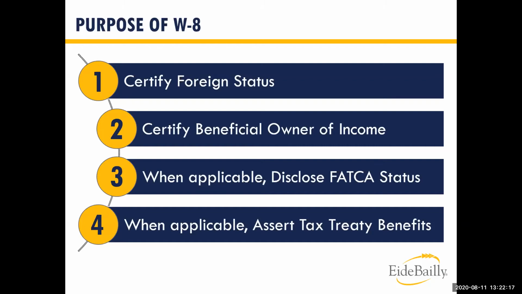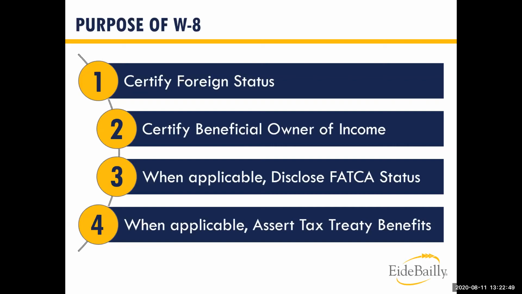Also, it's certifying that that entity or person is the beneficial owner of the income. So if you're paying a UK company and it's eligible for a reduced withholding tax rate, but that UK company really isn't the beneficial owner because they're turning around and sending it to a non-treaty country, that could cause an issue. So they're certifying on this form that they're the beneficial owner of the income.